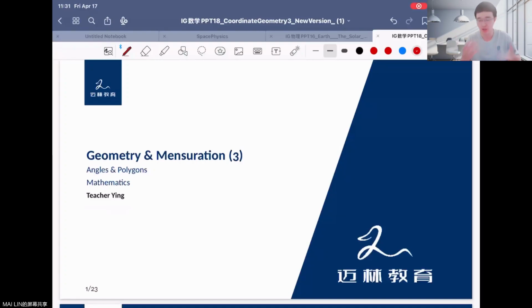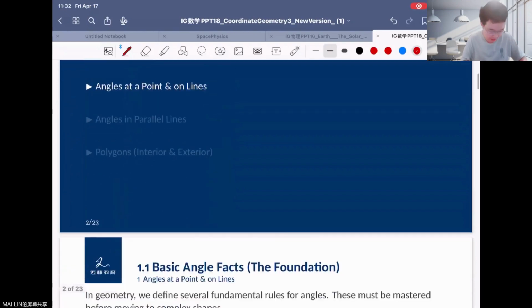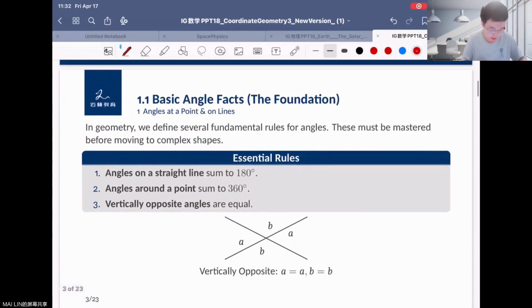Hello guys, today our topic is about geometry and measurement 3. Okay, so let's move into the first part about angles at a point and on the lines. First we are just understanding the basic angle facts.